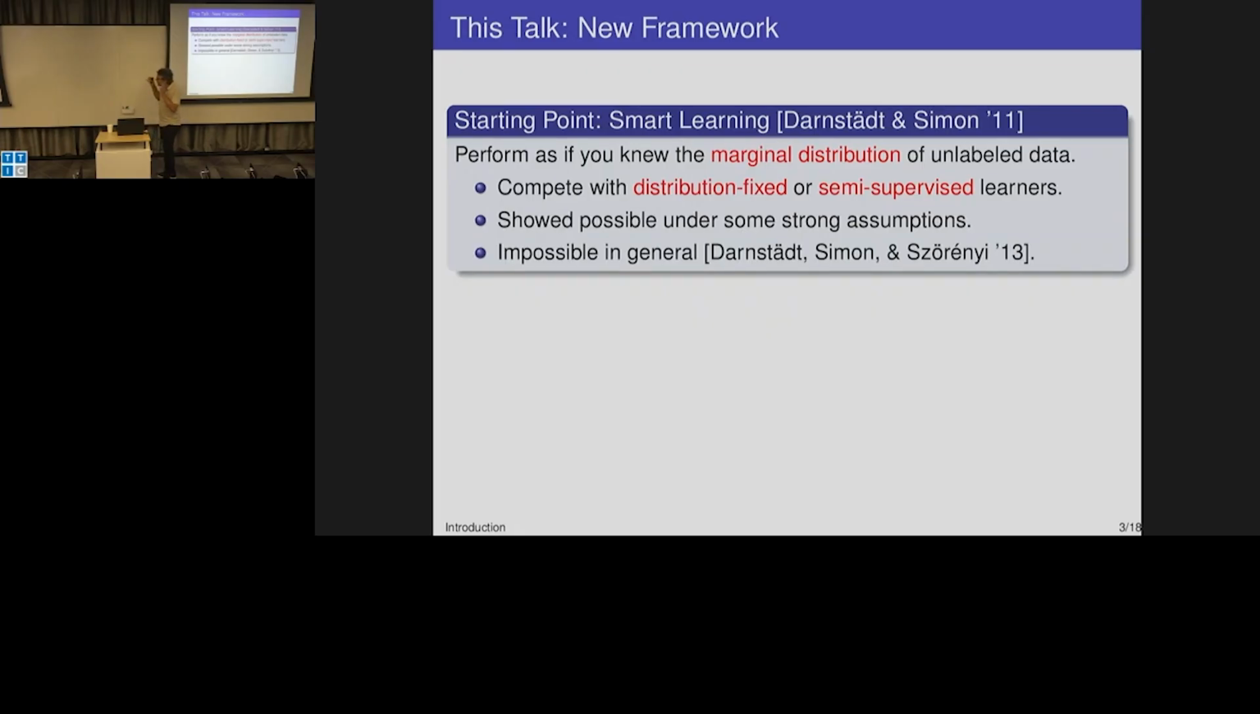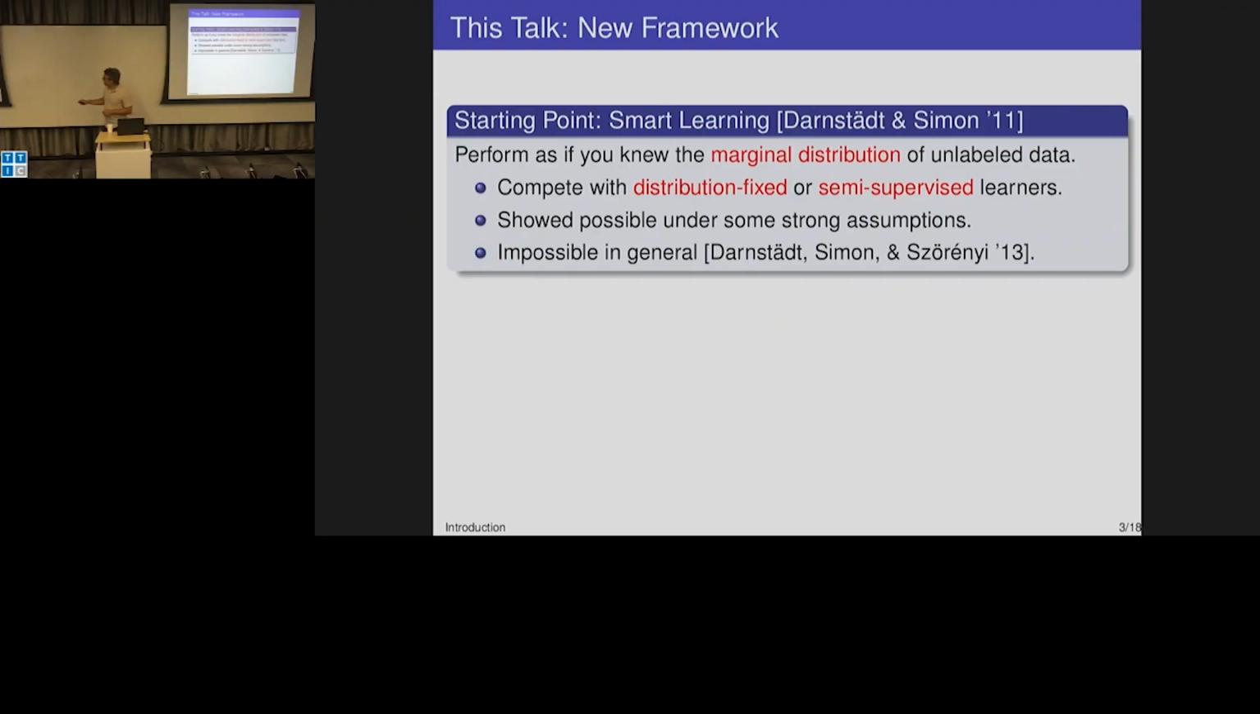So let me give you a very high-level view of what I'm going to tell you about in this talk. First, I'm going to introduce a new framework to you. My starting point is going to be a not so new, from 2011, but very clever formulation called smart learning, due to Darnstädt and Simon. That's going to be the starting point for my ideas, but let me tell you what smart learning is. A learner is smart if it does almost as well as if it knew the distribution of unlabeled data. This is often called the marginal distribution. When I say marginal distribution, I'm going to mean distribution over unlabeled points or unlabeled feature vectors.